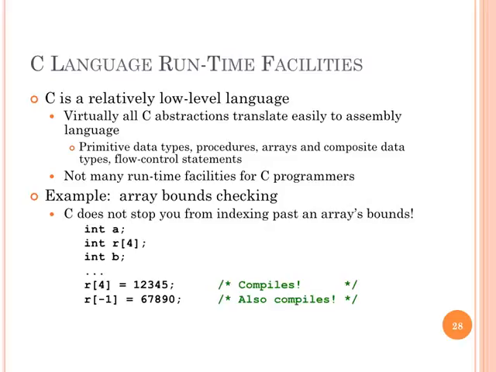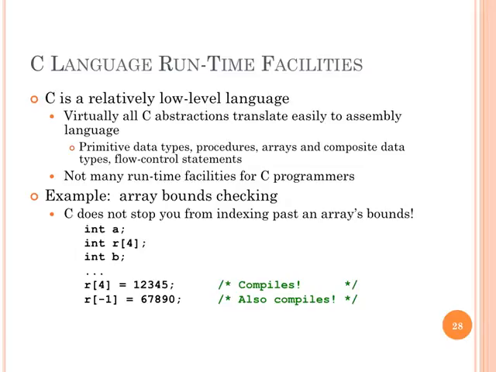C also doesn't stop you from being dumb. Here's an example. You have int A, int R of size 4, and then you have int B. And you are certainly allowed to write to R[4]. You're also allowed to write to R[-1]. It will let you do that. What will happen? Maybe it'll write to A. Yeah, maybe it'll touch stuff in the frame like the caller's EBX or EBP. I'm sorry, I misspoke. Maybe it'll touch the return address. You don't know, because A and B might be in registers. That's part of the problem.